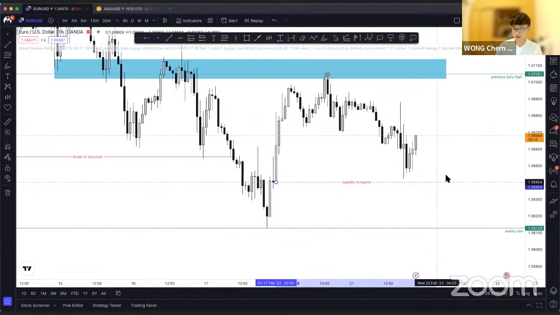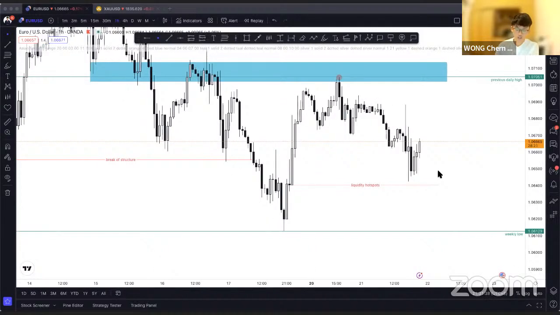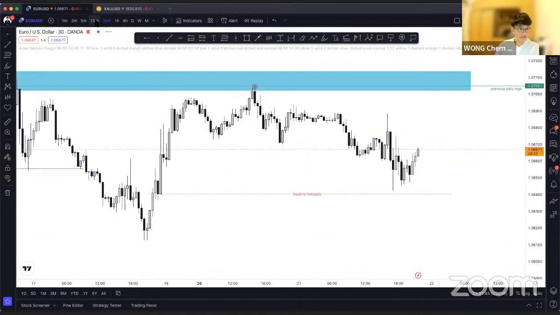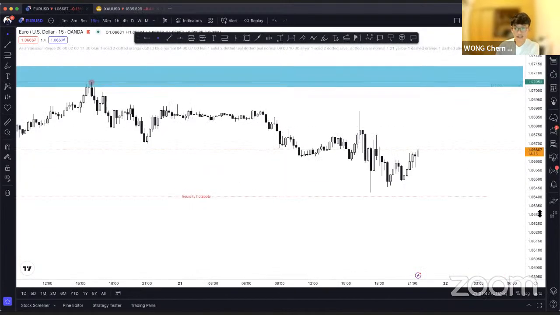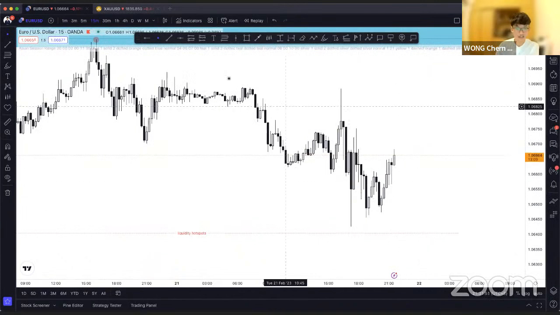Liquidity hotspots. I see a couple of you guys coming into the live stream. Just to give you a quick rundown, I am currently analyzing the Euro Dollar, and I believe that Euro Dollar has the potential to continue heading down. So let me go down to the 30 minutes time frame or 15 minutes time frame to potentially look for some short entries that we can take.